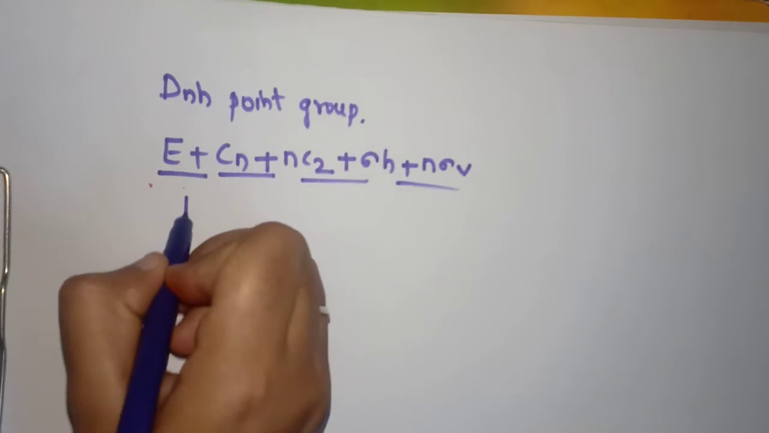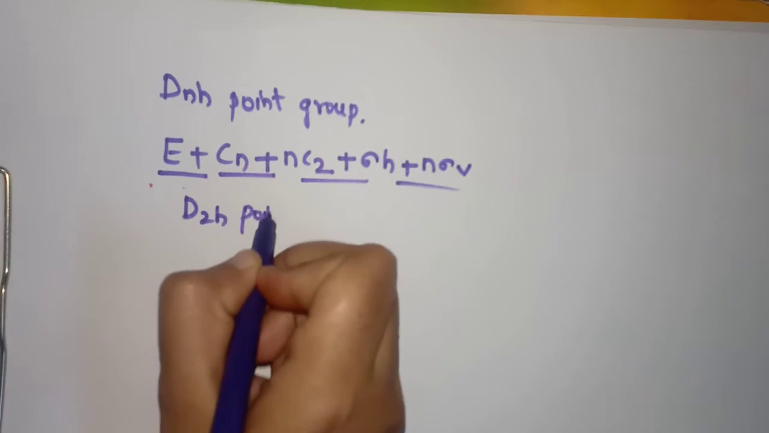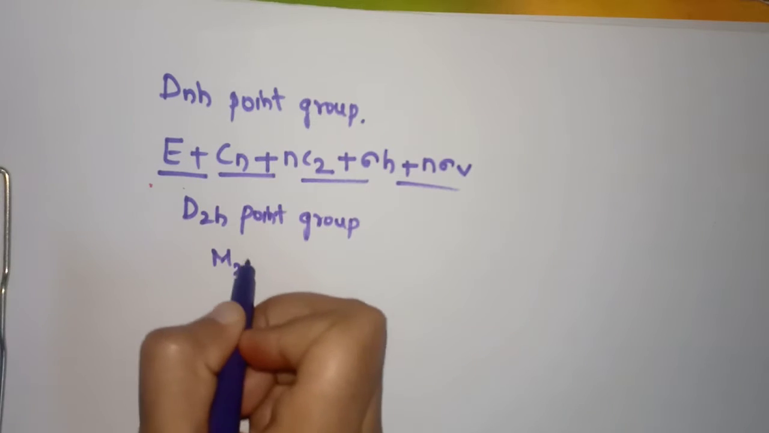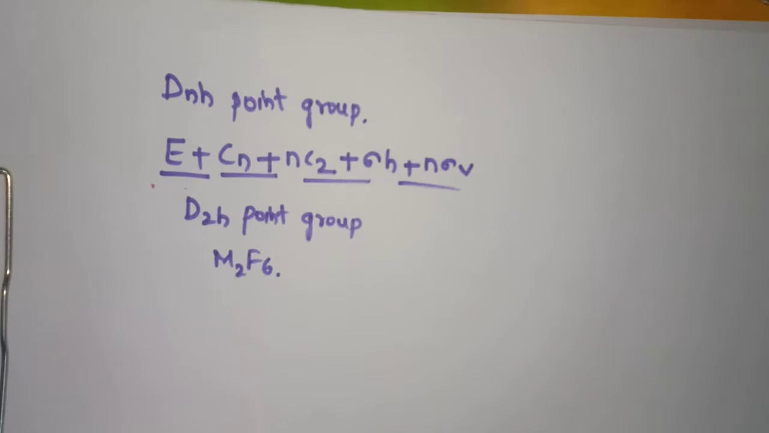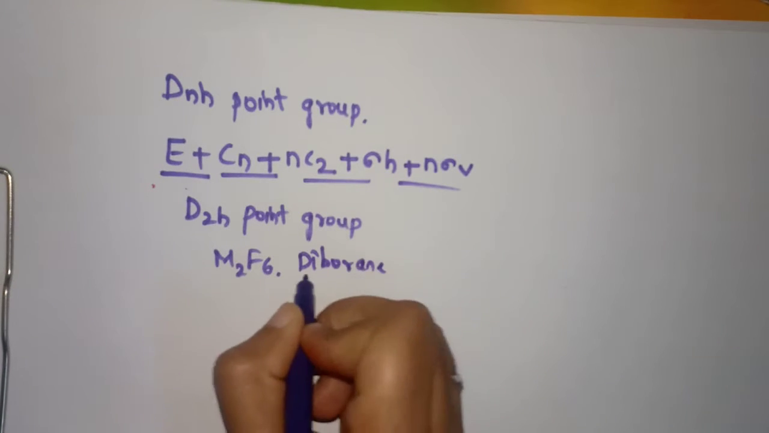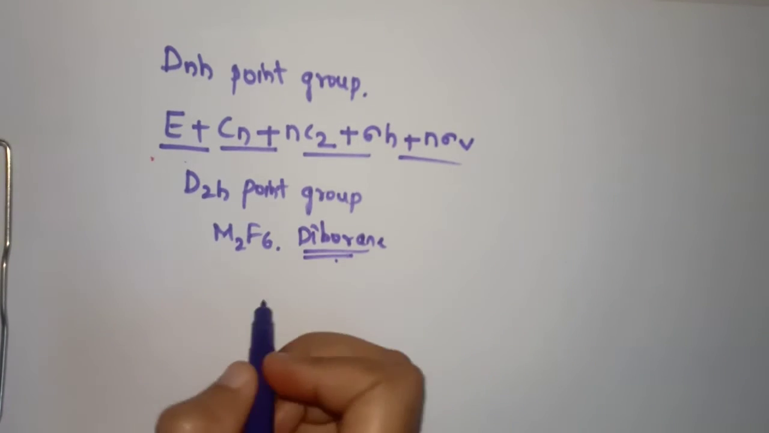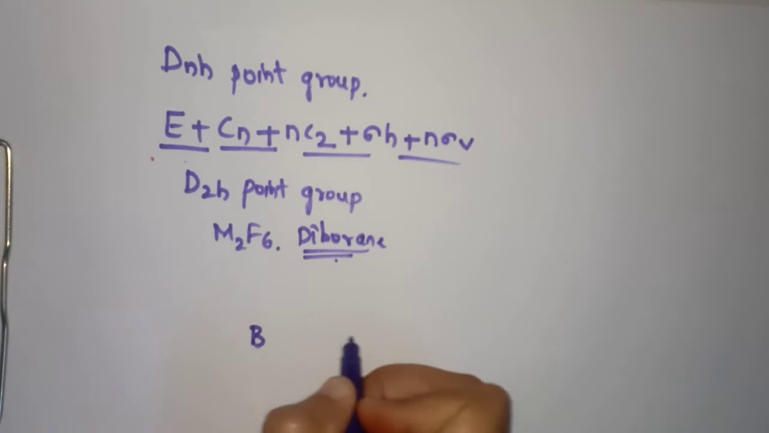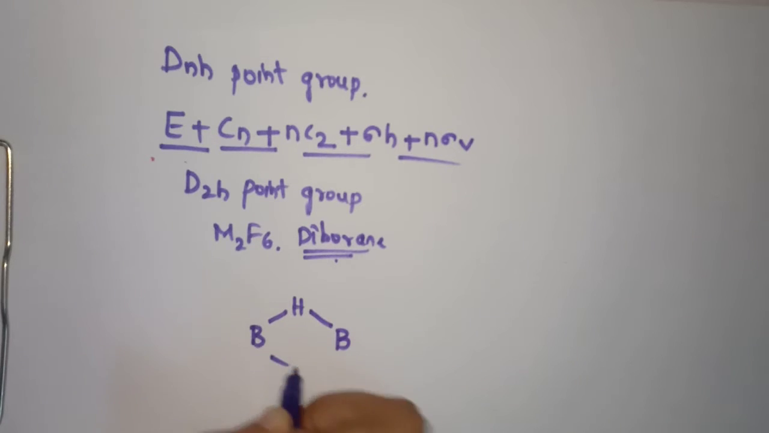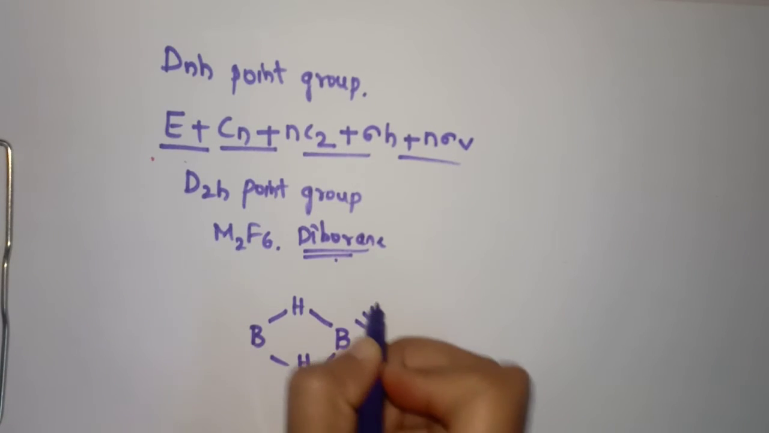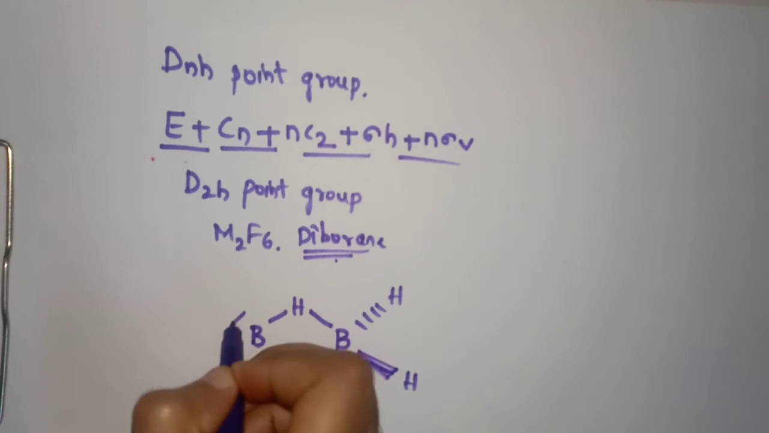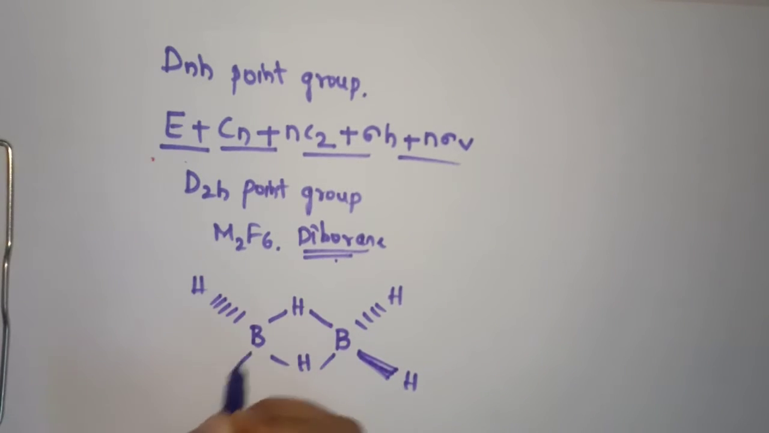Now coming to the D2h point group, let's take the example of M2F6. A similar structure is also present in diborane. These are the examples. Okay, for this let's take the example of diborane and let's draw the structure of this. Here are the B atoms and here is the H, and this H is away from the observer, whereas this H is towards the observer. This is away from the observer and this is towards the observer.